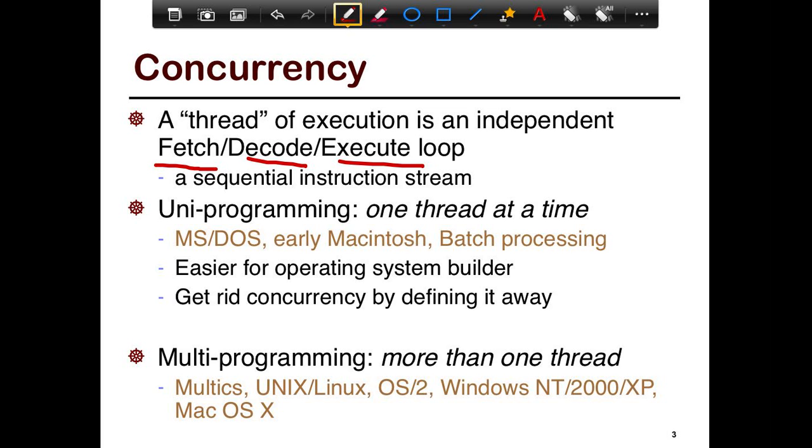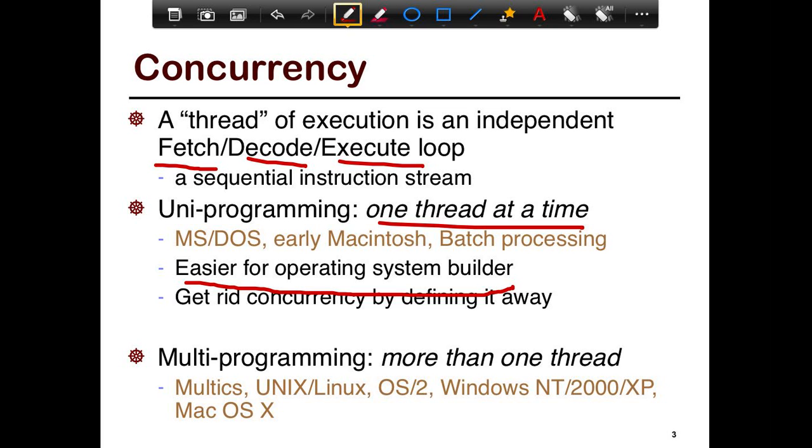Uniprogram refers to one thread at a time. So early Macintosh computers and DOS systems were uniprogram; almost no known systems today are. Just for the sake of utilization: if you have only one program that's able to run at a time, then your machine doesn't see as much utilization. In fact, what's the point of having multiple processors? But it does simplify a lot of things for the operating system builder.